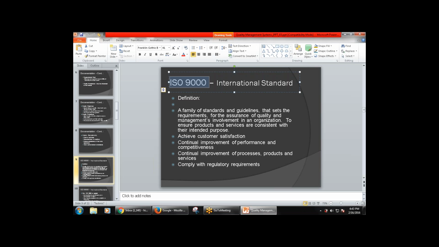Then there is a continual improvement of processes, products, and the services. So there should be a unique continuous improvement of the processes, products, and the services. Then comply with the regulatory requirements. That means if there is any legal issue, comply with the rules and regulations, so that everything is legal and authorized, right?